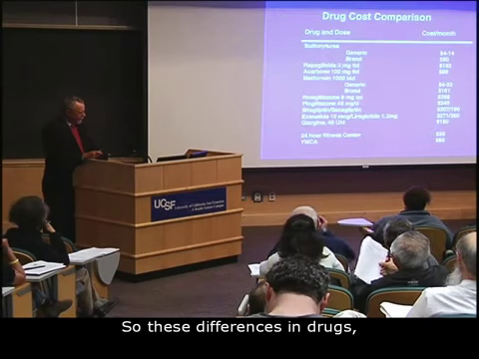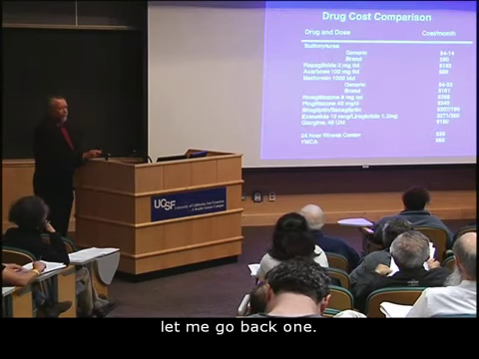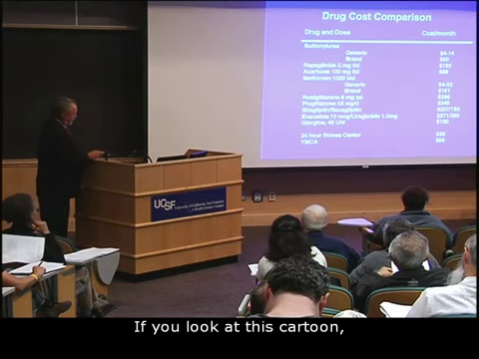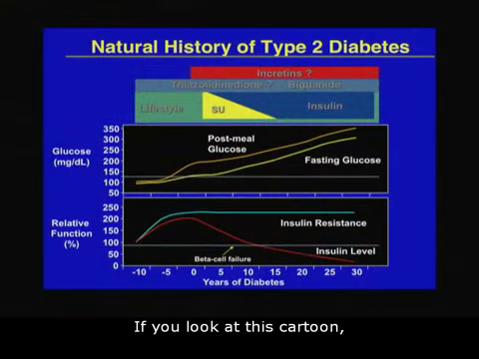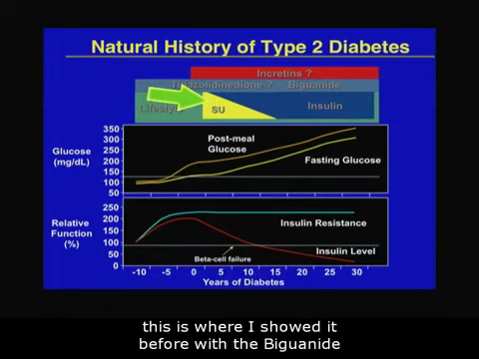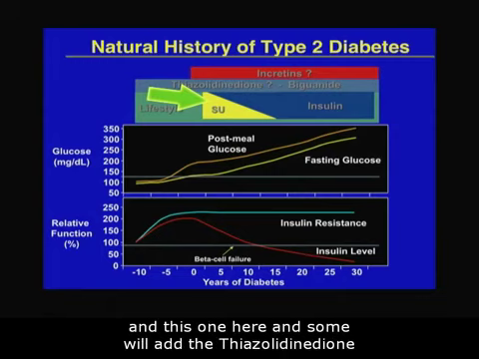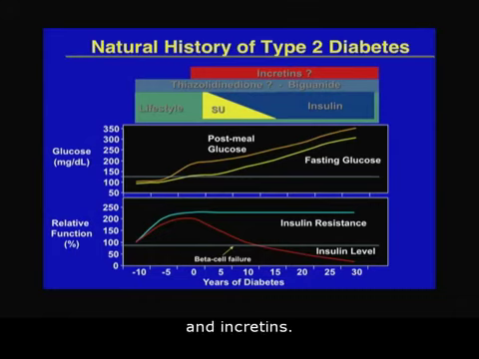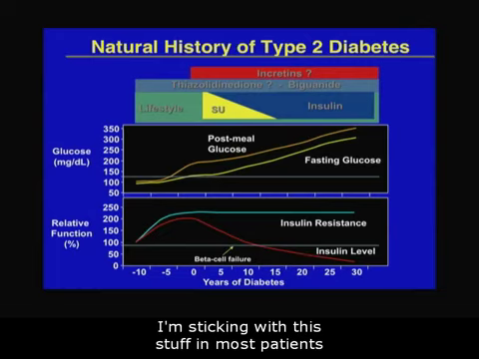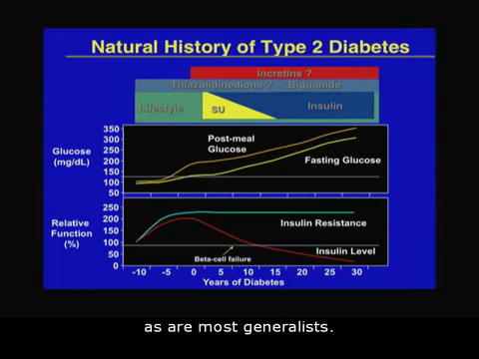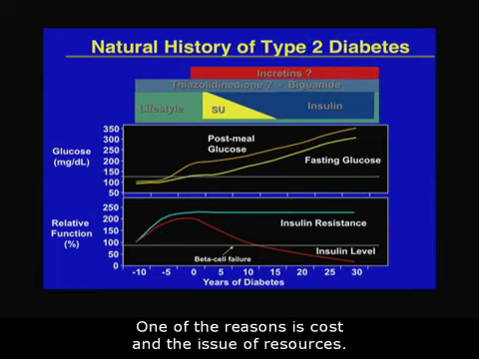And so, and of course, these differences in drugs, let me go back one. So if you look at this cartoon, remember, this is where I showed it before with the biguanide and this stuff here. And now some people would add the thiazolidinedione and the incretins, but I'm a little reluctant to do that. I'm still sticking with this stuff in most patients, as are most generalists.